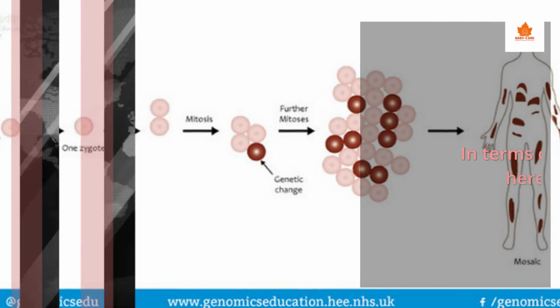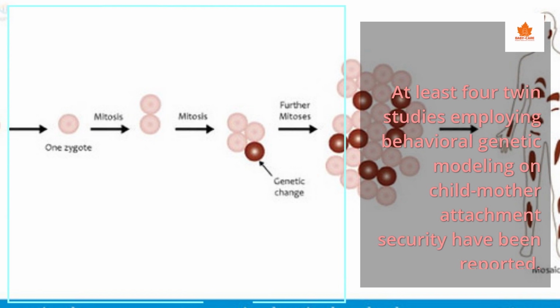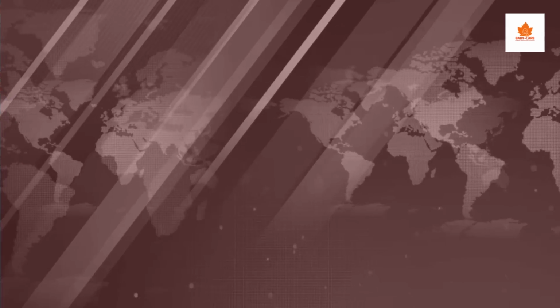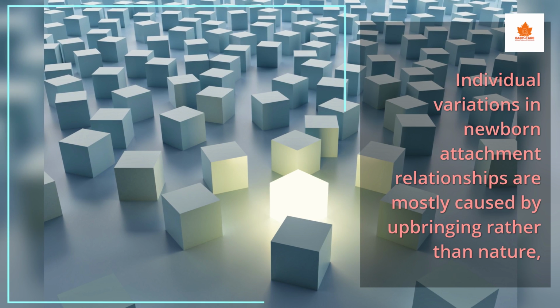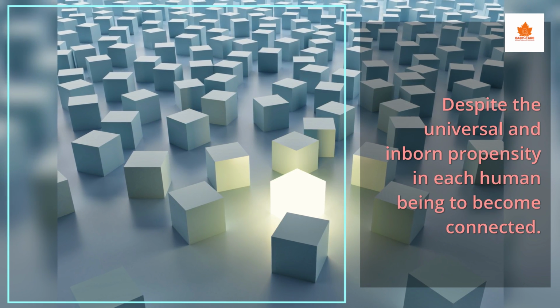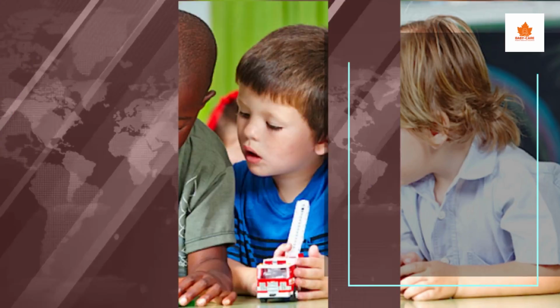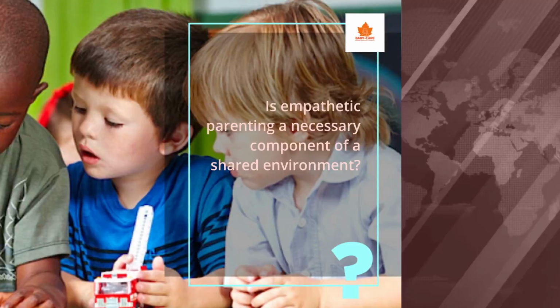In terms of heredity, at least 4 twin studies, employing behavioral genetic modeling on child-mother attachment security, have been reported. Individual variations in newborn attachment relationships are mostly caused by upbringing rather than nature, despite the universal and inborn propensity in each human being to become connected. Is empathetic parenting a necessary component of a shared environment?